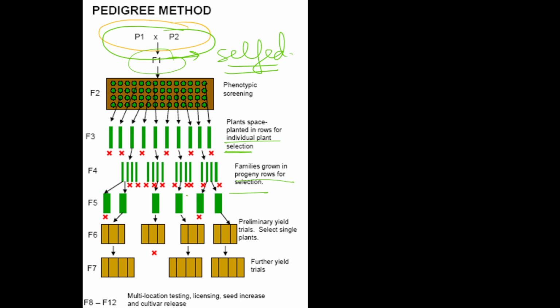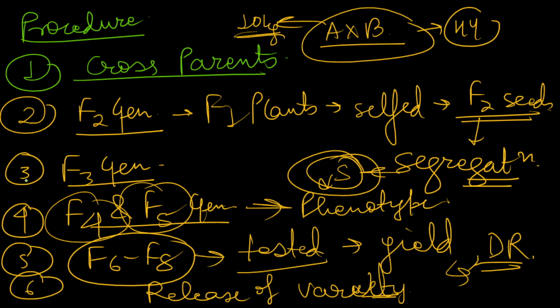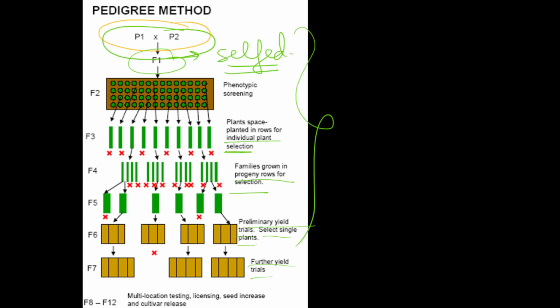And in F5 you can see the selection, how many plants were there, and through selection we have seen that very few good yielding plants have remained. Then in the F6 generation we will do preliminary trials, select single plants, and then further yield trials. In further generations we will do multi-location testing and we will release the variety. So this is the same process, but written using this simple diagram.